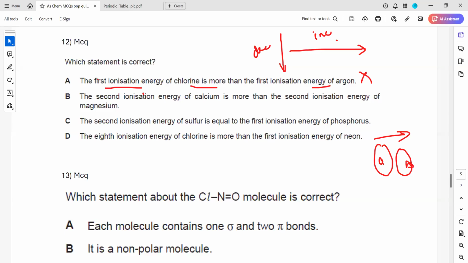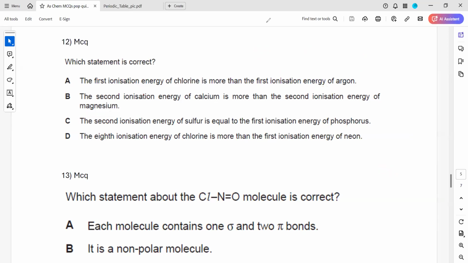Then the second one, the second ionization of calcium is more than the second ionization of magnesium. So the trend across the period remains the same. So as we go down the group, we have magnesium and we have calcium, Ca. As we go down the group, the ionization energy decreases. So here it's written the second ionization of calcium is more than the second ionization of magnesium. It is wrong. Magnesium should be higher and calcium should be lower.